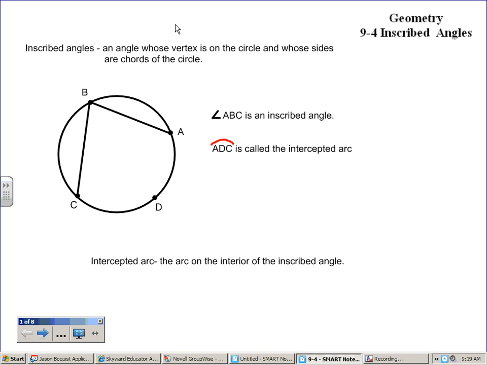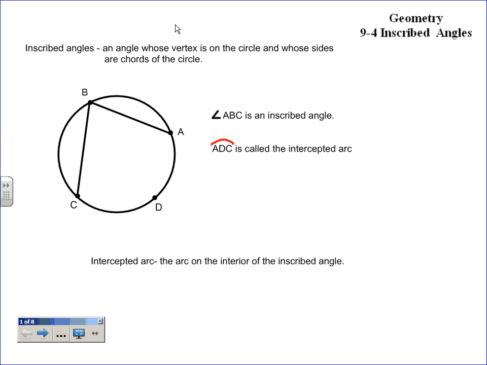These are what are called inscribed angles. These are not central angles. They are very different because the vertex is not on the center. That's why it's different. Basically, you could look at it this way: if the angle is named by 3 points, all 3 points are going to be on the circle.